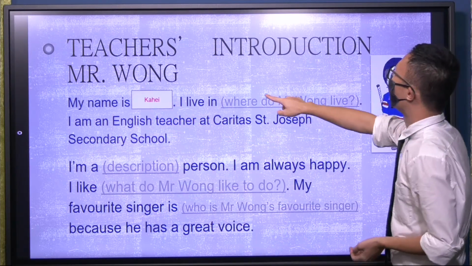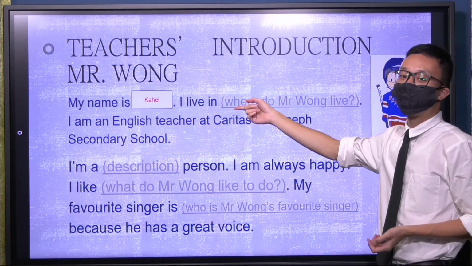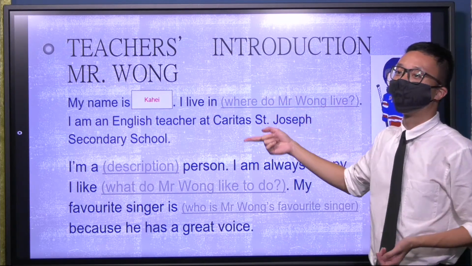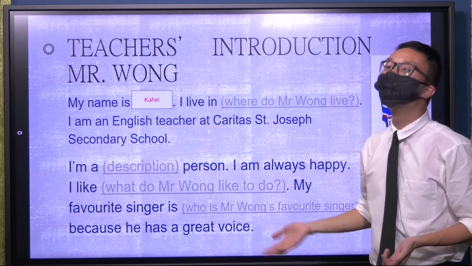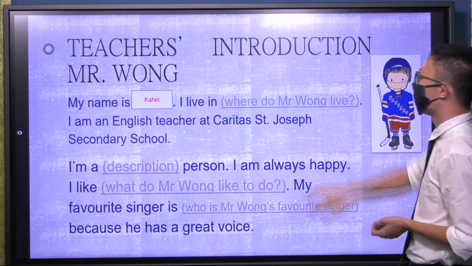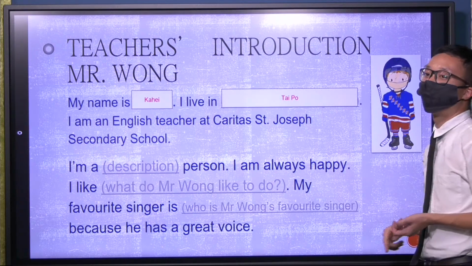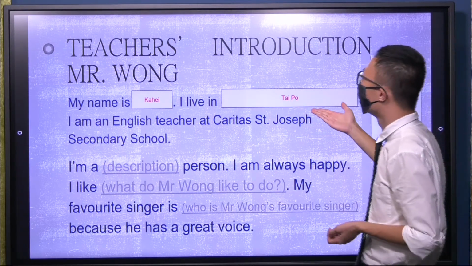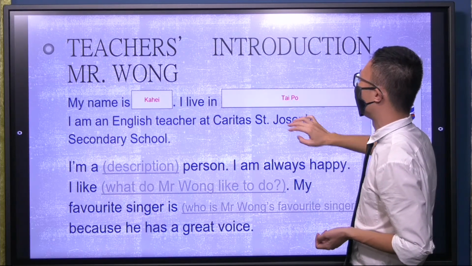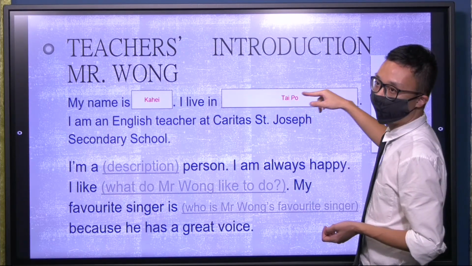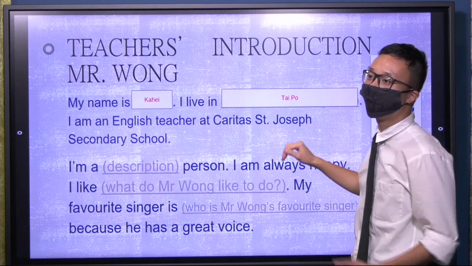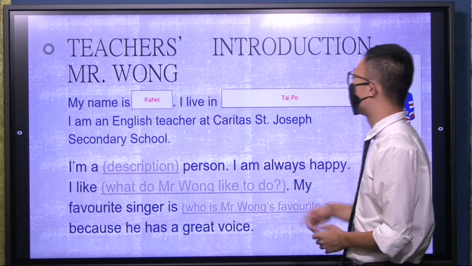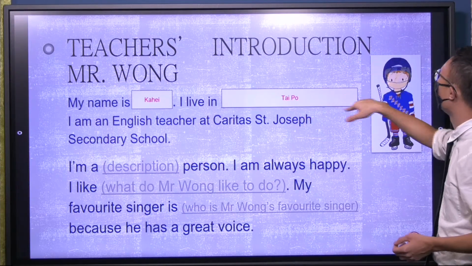Alright? I live in. I don't need to know your address, like flat 2405. I don't need to know that. Just tell me briefly where you live. For me, I live in Tai Po. That is far away from here. Just remember this part: you write down briefly where you live. Maybe most of you live in the same area, or maybe some of you live in Tsuen Wan, or Sham Shui Po, and so on. Just make sure you write it right here.